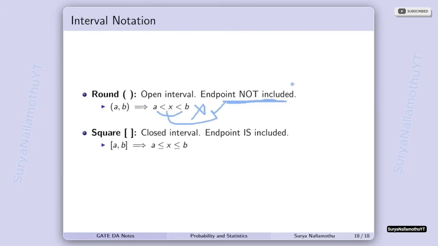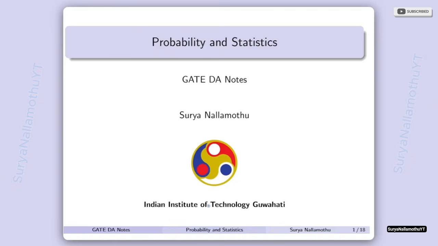Okay, you need to remember these points. Next, square brackets are a closed interval. Endpoints are included. It is nothing but A and B are included. This is the main rule for square brackets. In square brackets A comma B, everything in between them is included, and A and B also. This is the notation for the interval. So these are the topics for probability and statistics. The GATE 2026 exam is conducted by IIT Guwahati.